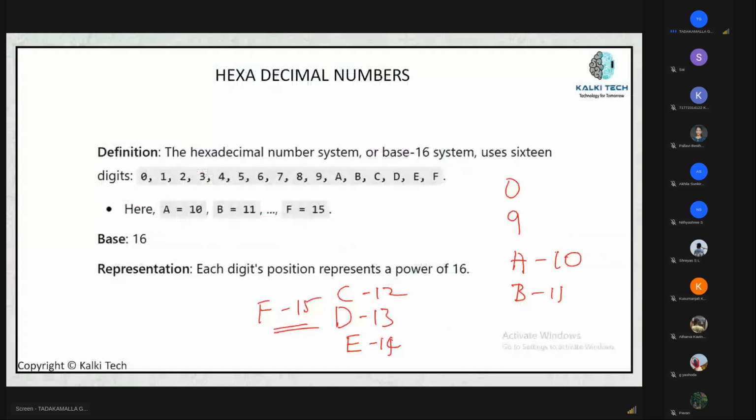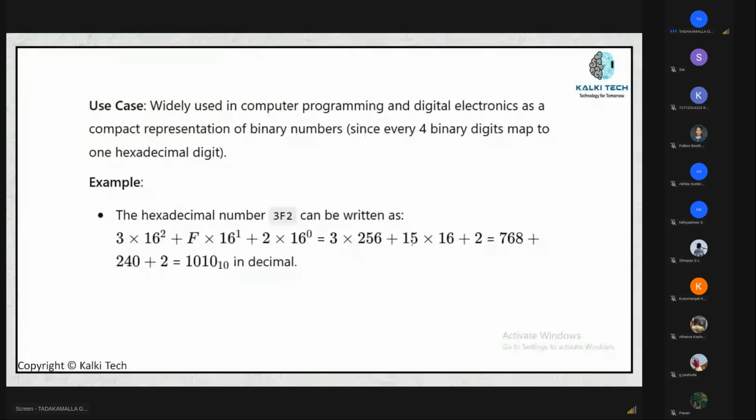Coming to the use case, it is used in computer programming and digital electronics as a compact representation of binary numbers, since every four binary digits map to one hexadecimal digit. I will explain this in our upcoming slides.